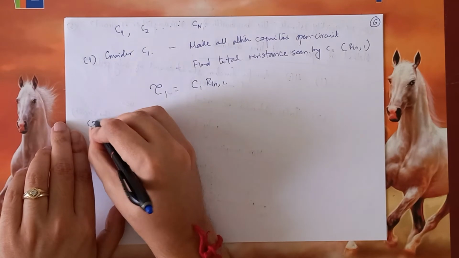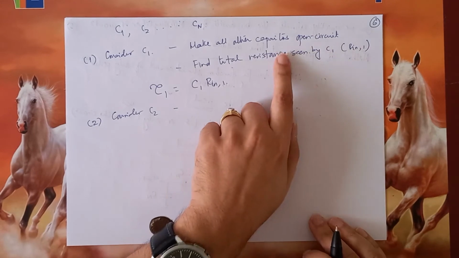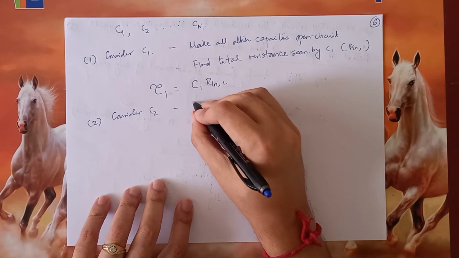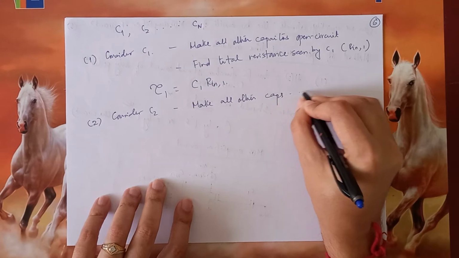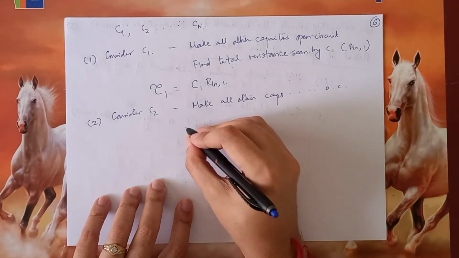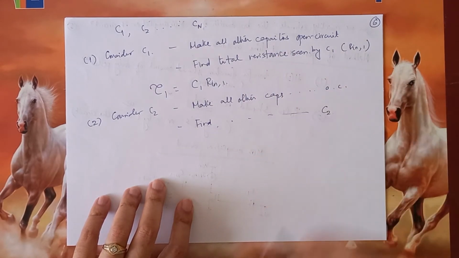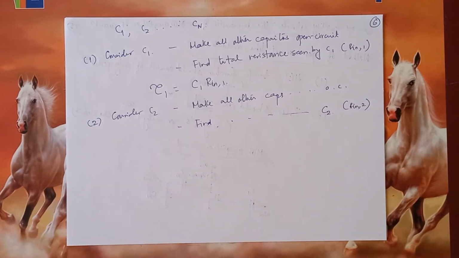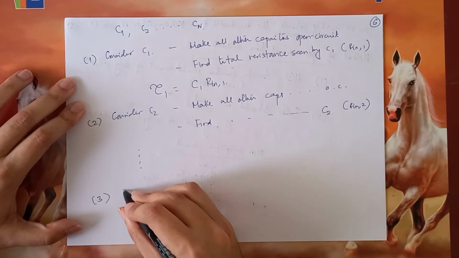The next step will be to consider C2. In this case, except C2, make all the other capacitors open circuit. And then again find the net resistance seen by C2. We will call this Rn2. Like this, all the way you can do up till Cn.